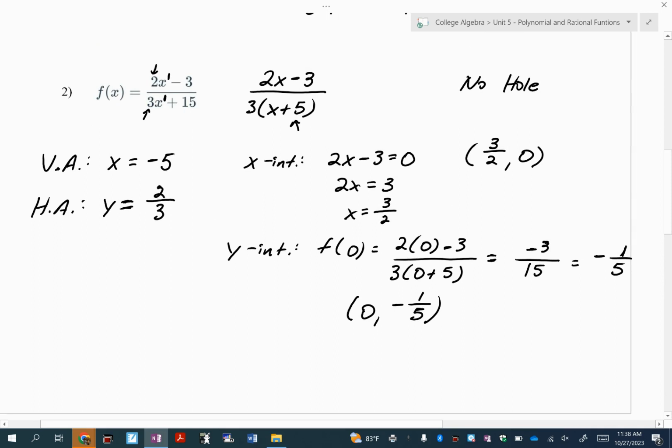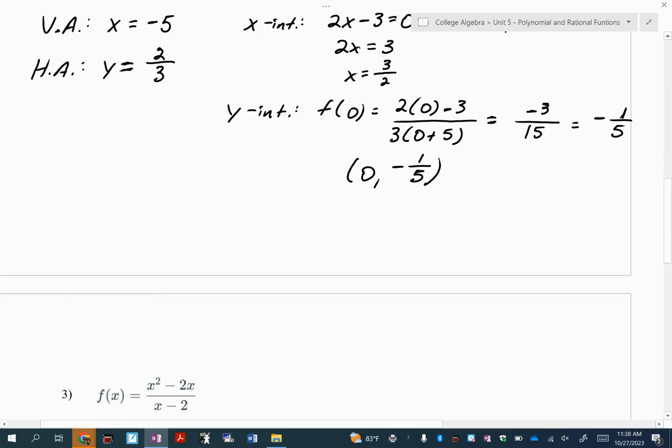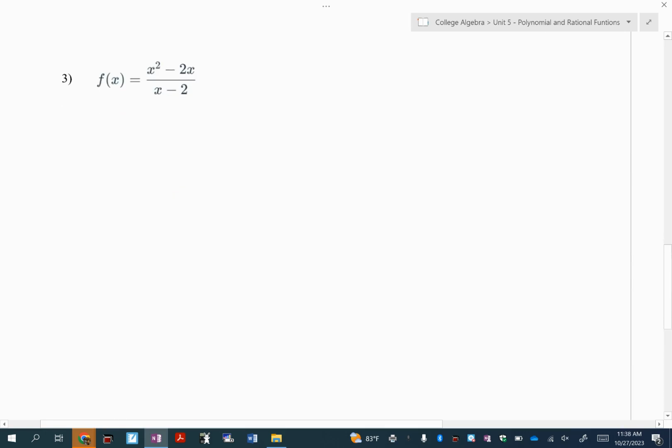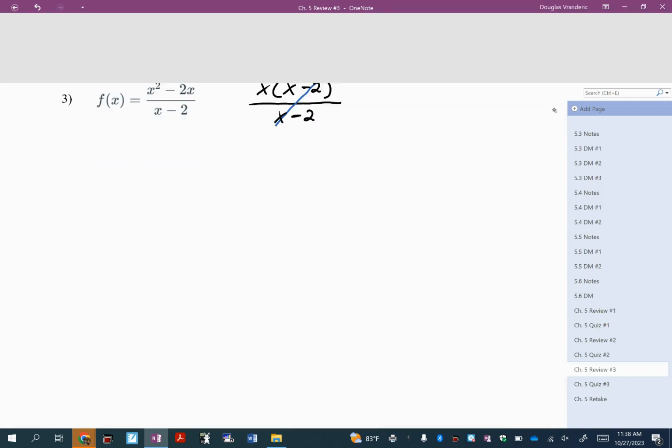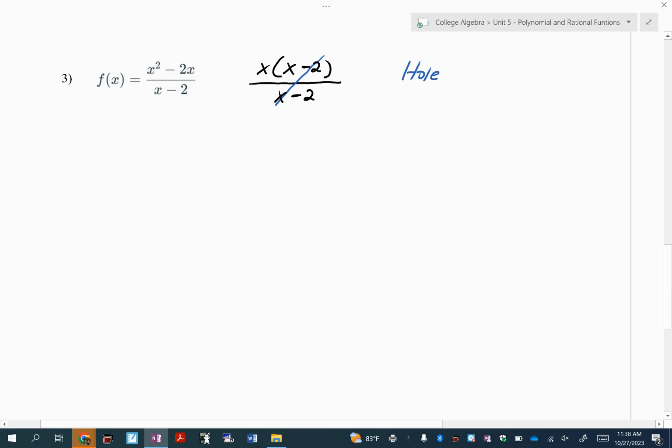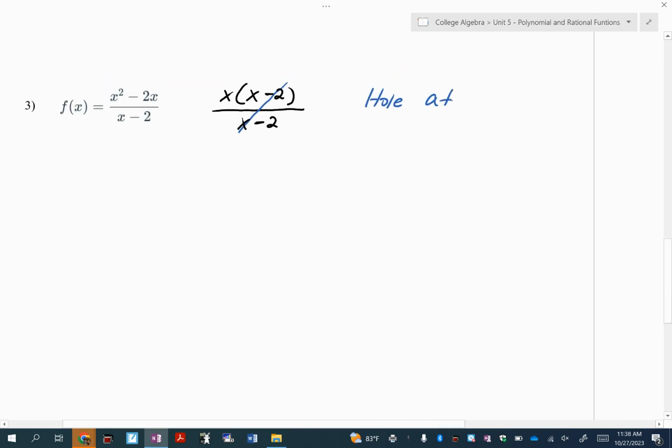So those are the asymptotes, the intercepts, and we did not have a hole in number 2. Okay, last one. Again, try to factor. I can factor out an x in the numerator, and I'm left with x minus 2 over x minus 2. This time I'm going to have a common factor to cross out. So I'm going to cross out, and it means I have a hole at whatever makes x minus 2 equals 0, or x equals positive 2.